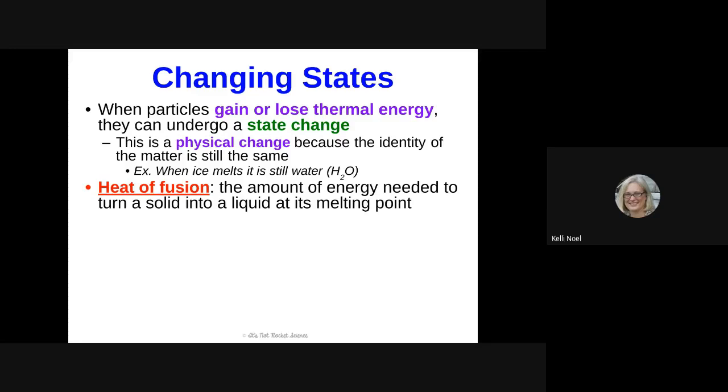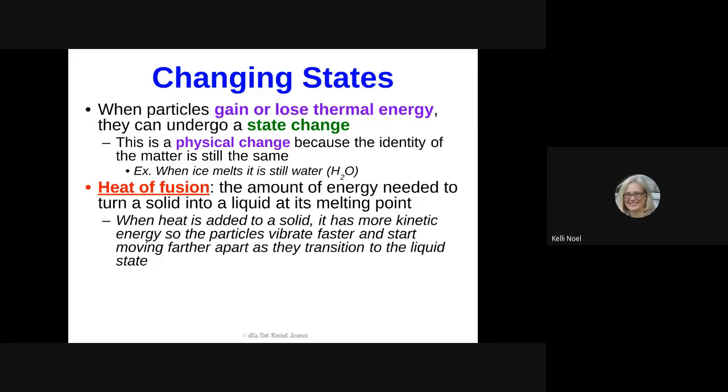Heat of fusion is the energy that's needed for a solid to become a liquid. We also, I believe, call this melting. So when you add heat to a solid, it's going to get more kinetic energy. Those particles will gain kinetic energy. They're going to vibrate faster, start moving faster, spread apart, and transition to the liquid state.